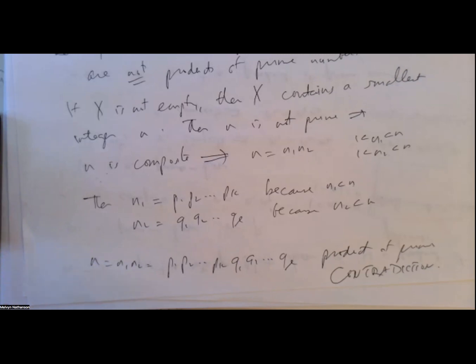I mean, if the set contains 15, maybe 15 is the smallest. If not, there's something smaller than 15. Maybe it's 8. If 8's not the smallest, there's something smaller, like maybe 6. But you're only looking at positive integers, so you can't continue this process forever. And after a finite number of steps, you get to the smallest number in the set. That's what we're saying. Okay, thank you.